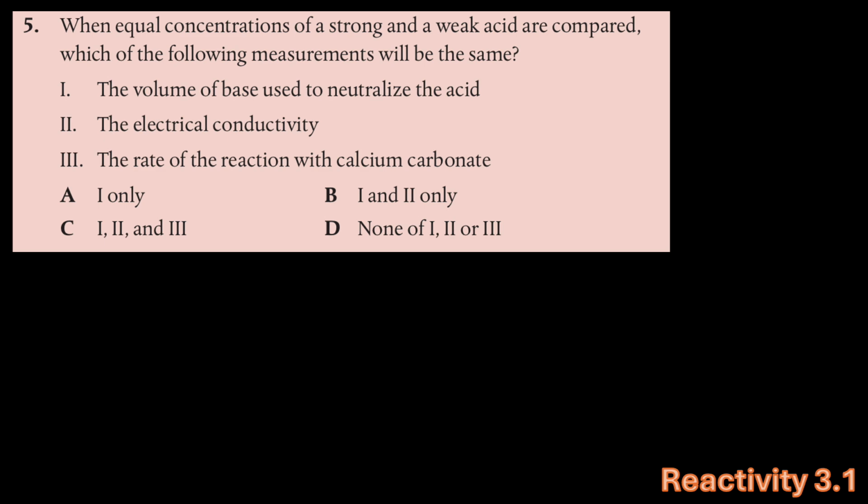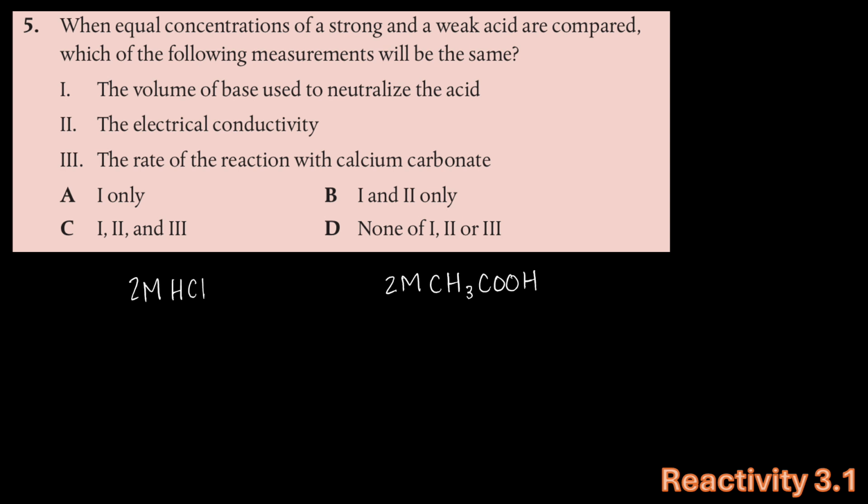Number 5 says, when equal concentrations of a strong acid and a weak acid are compared, which of the following measurements will be the same? So for the sake of understanding, let's look at a strong acid and a weak acid. We know a very common strong acid is HCl. Let's say we have a 2 molar HCl. And then we also have a 2 molar weak acid. A common weak acid is ethanoic acid, so CH3COOH. Both equal concentrations. One is strong, one is weak. Now, it's asking which of the following, 1, 2, and 3, will be the same for both of these acids.